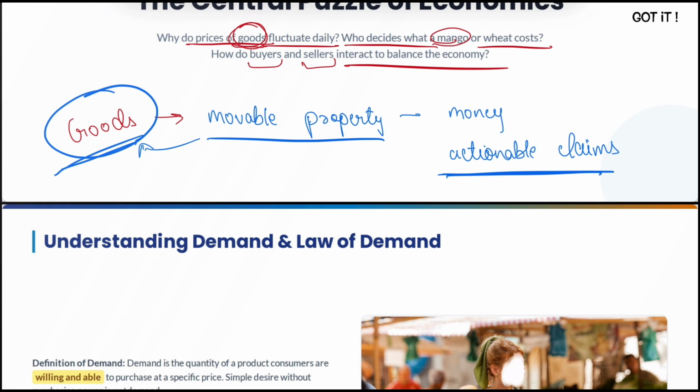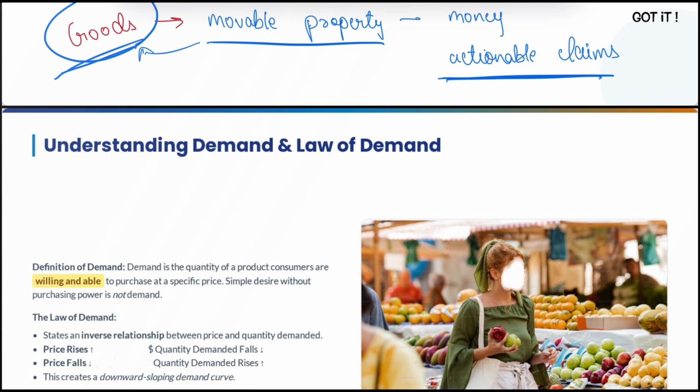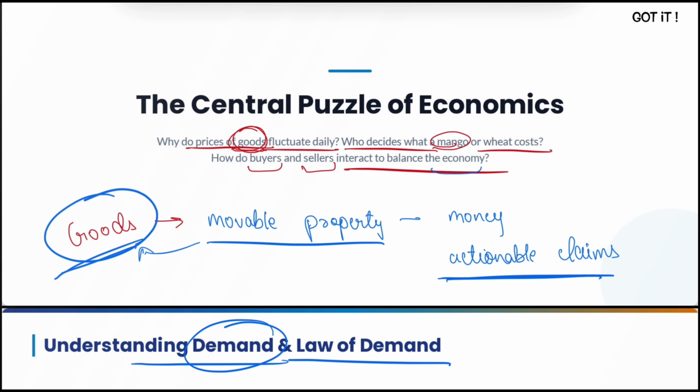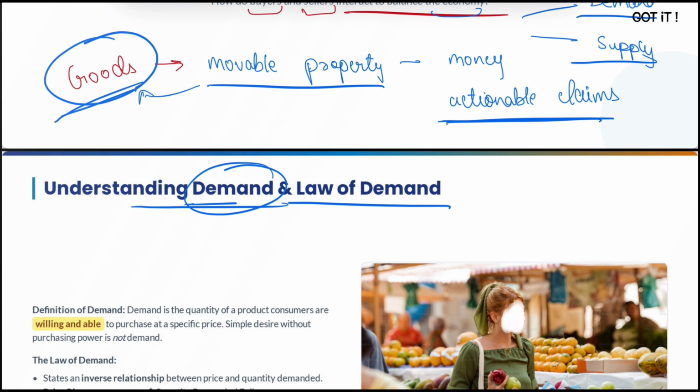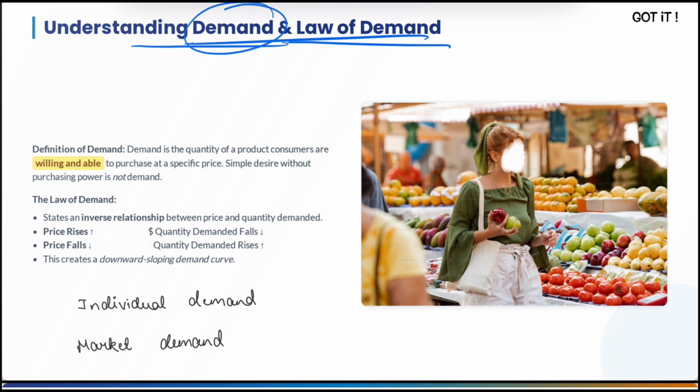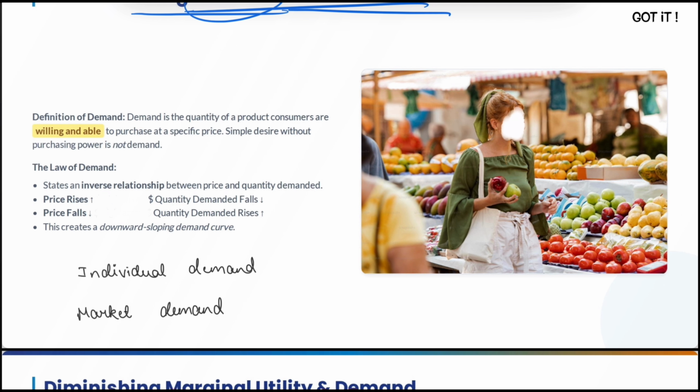With this understanding, first we are starting with understanding what is demand and the law of demand. Whenever you study the market and the economy, there are two important aspects which you need to study: demand and supply, which we are going to study in this chapter. Starting with demand: demand is the quantity of a product that consumers are willing and able to purchase at a particular price at a particular period of time.